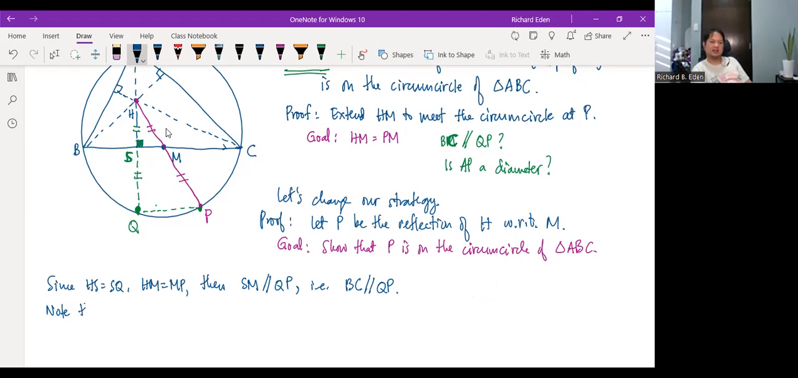Note that, okay, BHCP is a parallelogram, okay, since its diagonals bisect each other.